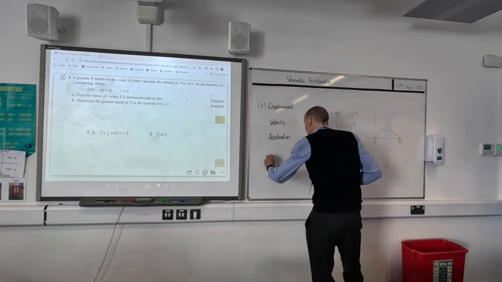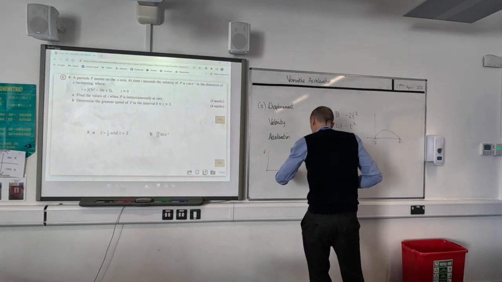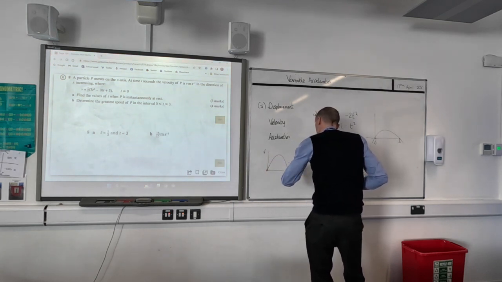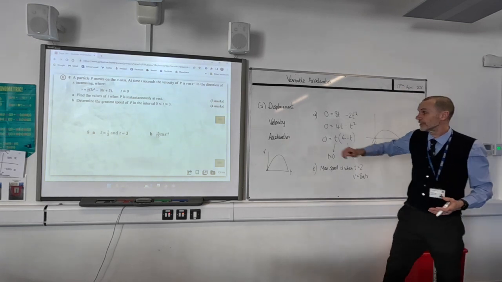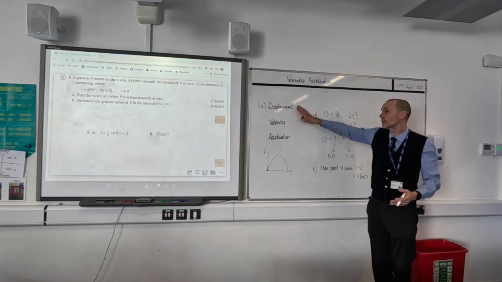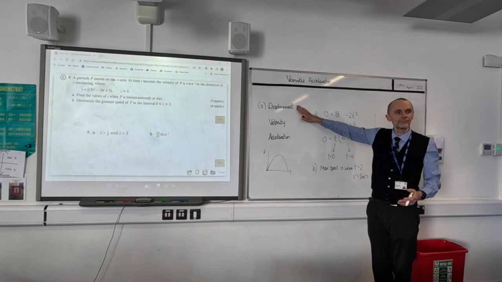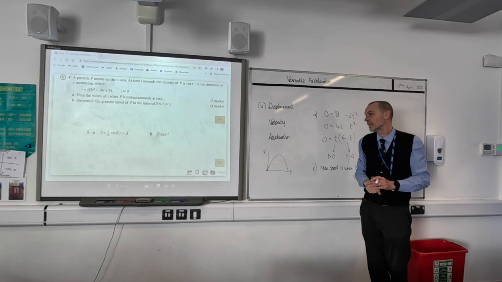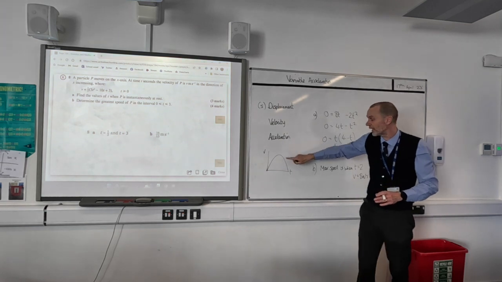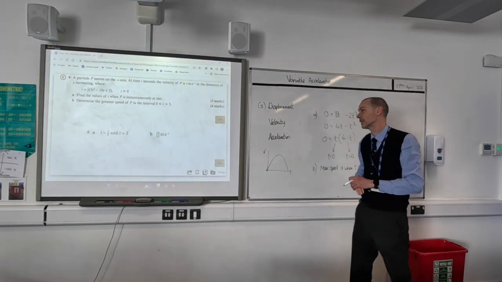At GCSE, we did velocity time graphs. So you might have had a journey with a velocity time graph like that. And we were asked to work out the distance travelled, and you may remember we used the area under the curve. We were also asked for acceleration, and for that we worked out the gradient of the curve.